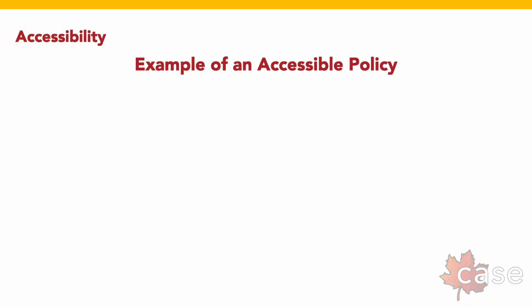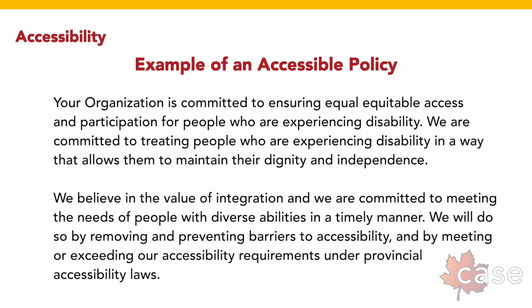Example of an accessible policy. Your organization is committed to ensuring equal, equitable access and participation for people who are experiencing disability. We are committed to treating people who are experiencing disability in a way that allows them to maintain their dignity and independence. We believe in the value of integration, and we are committed to meeting the needs of people with diverse abilities in a timely manner. We will do so by removing and preventing barriers to accessibility and by meeting or exceeding our accessibility requirements under provincial accessibility laws. After creating your policy, communicate it to your company and provide staff training.